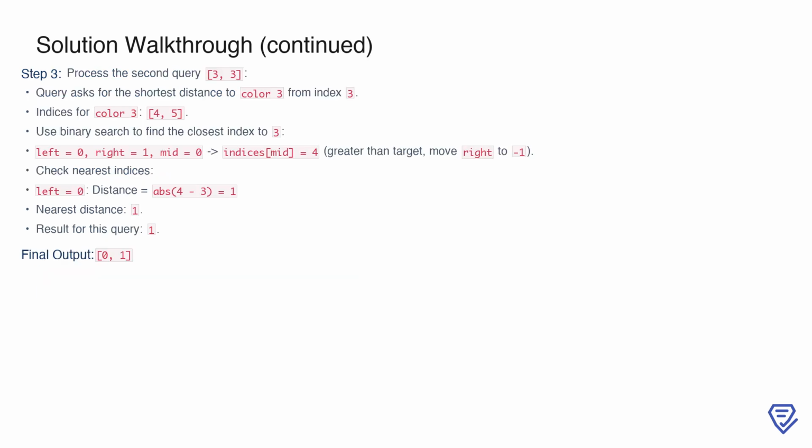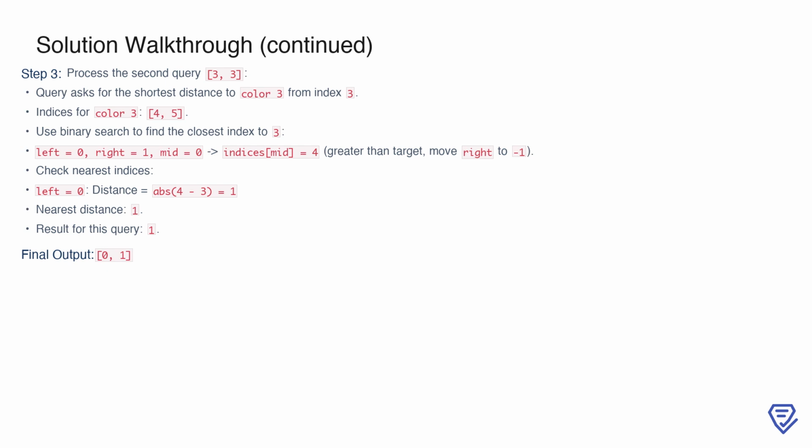Now, let's process the second query, [3, 3], which asks for the shortest distance to color 3 from index 3. From our pre-processed color_indices, we see that the indices for color 3 are [4, 5]. Using binary search, we aim to locate the closest index to 3. With left equals 0 and right equals 1, the midpoint is mid equals 0, or indices[mid] equals 4. Since 4 is greater than the target index 3, we move right to -1.